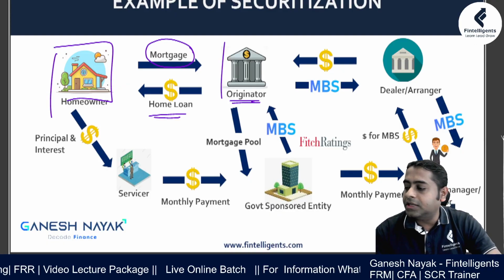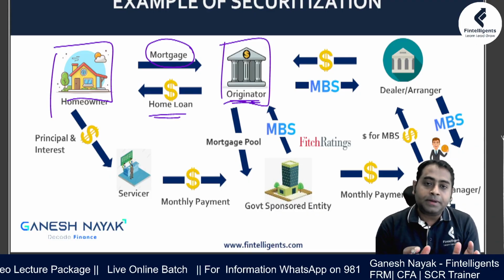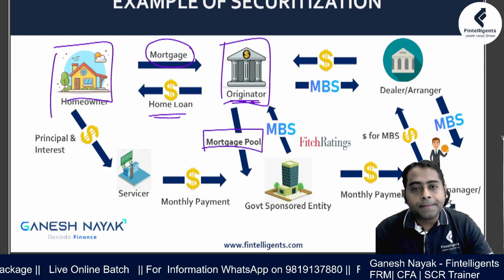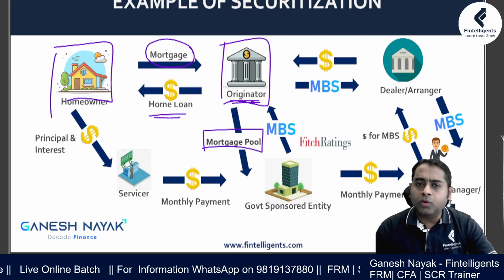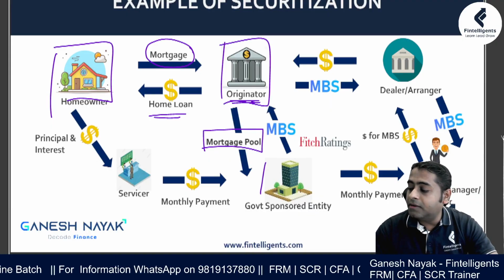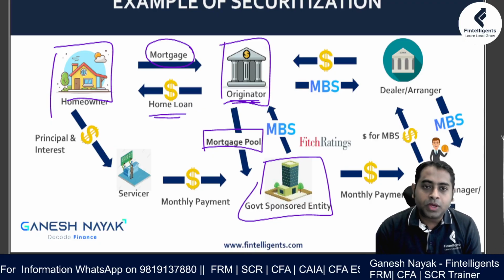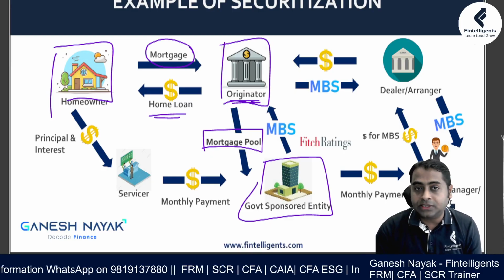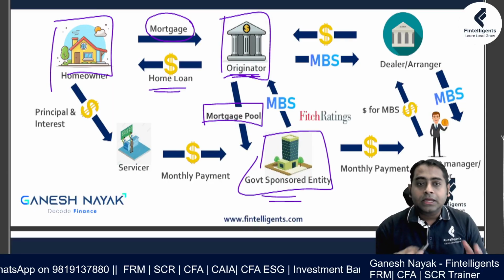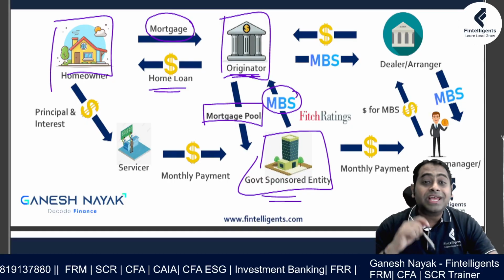Now this originator can pass on this entire pool of home loans, which is this mortgage pool. 10,000, 5,000 home loans. This is from the US perspective. So they can go to a government sponsored entity. In the US market, there is Freddie Mac, Fannie Mae. These are all companies who help in securitization, government entities. They will create that securitization. They will create MBS, mortgage backed security.